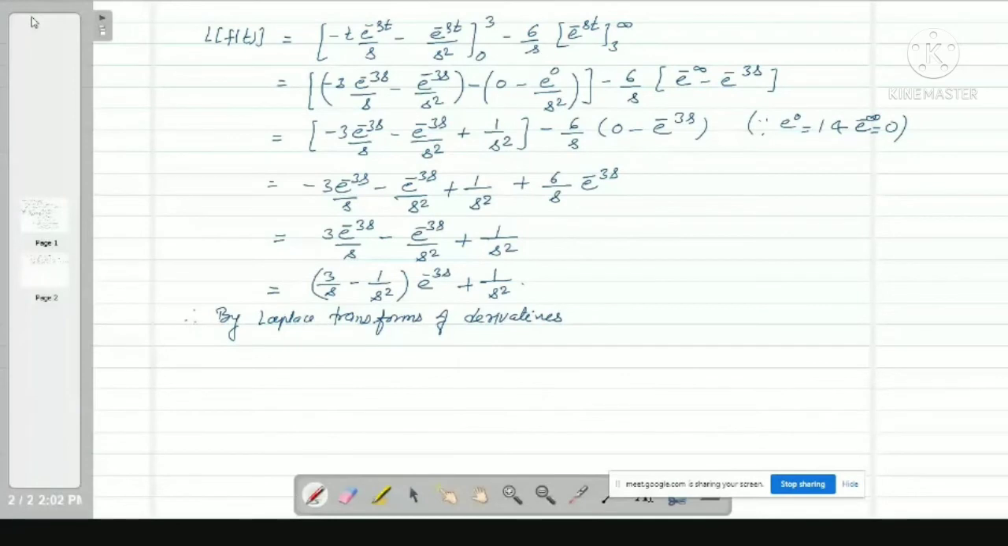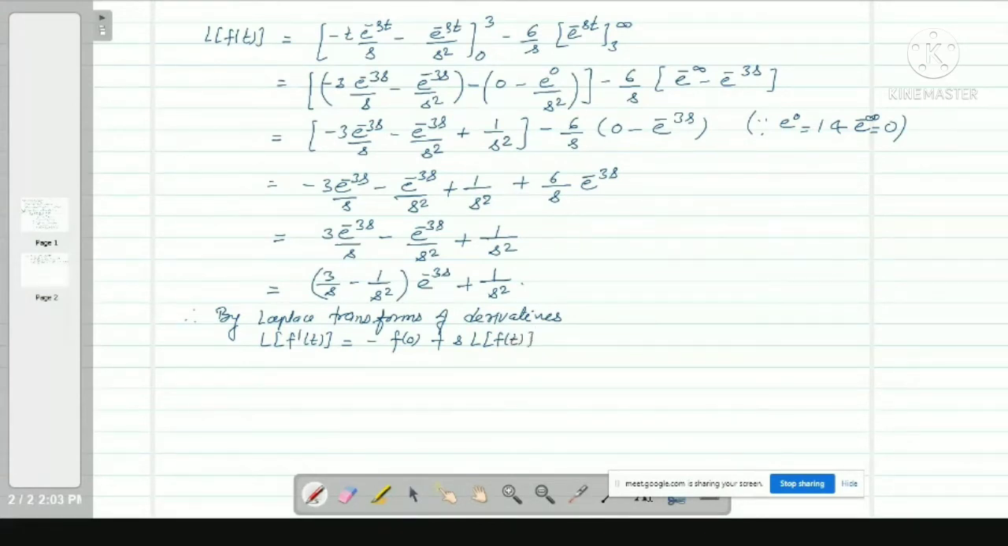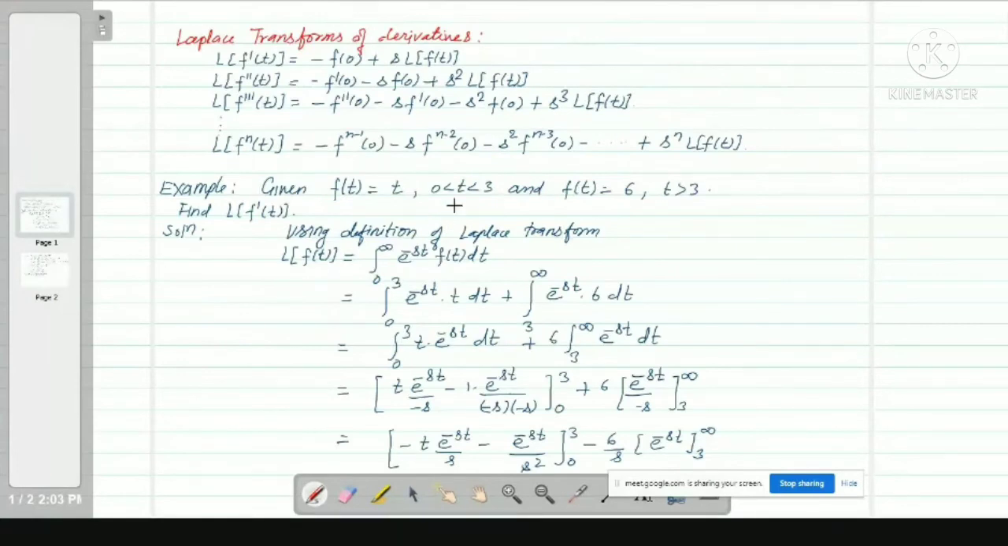So, by Laplace transform of derivatives, what is the formula for this? Laplace transform of f dash of t is equal to minus f of 0 plus Laplace transform of f of t. I am using the very first formula of Laplace transform of derivative. Now we have to find out f of 0. Let us move to the problem.